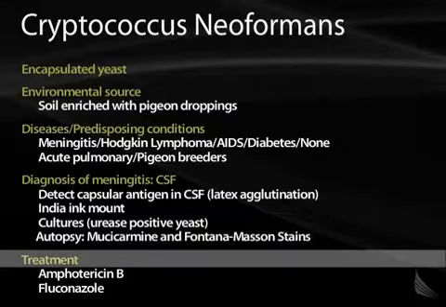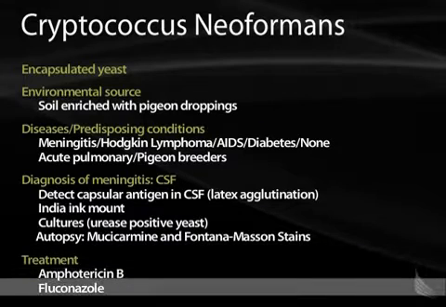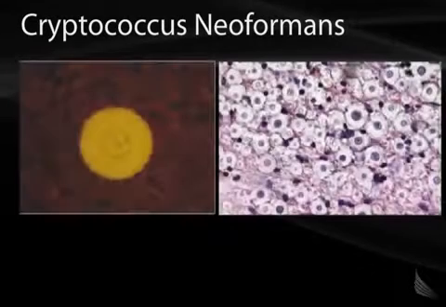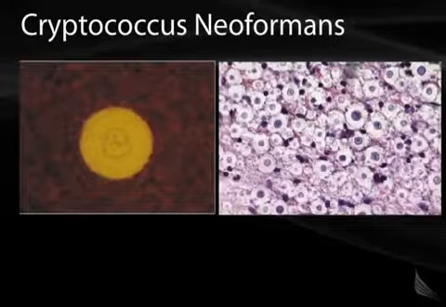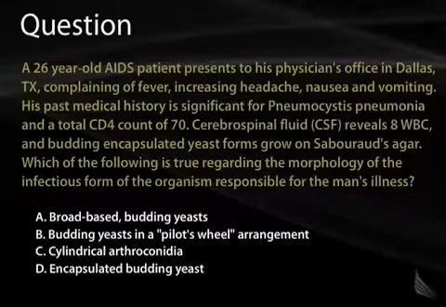We treat cryptococcal meningitis with amphotericin B and fluconazole. This is a picture of the India ink mount, and you can see you've got an organism in there, and look at that capsule, that broad, clear zone, indicating the capsule.